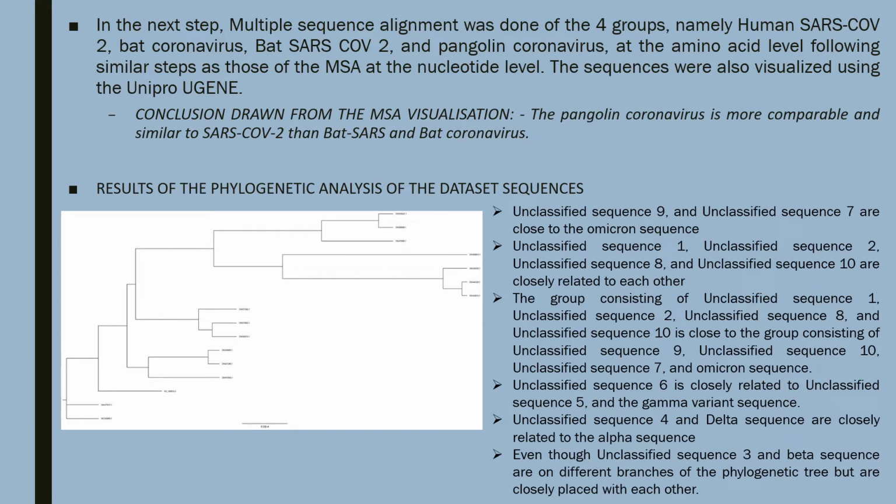Another indication that can be obtained from the results is that not every difference at the nucleotide level got translated into the amino acid level. This can be implied because the nucleotide level has a greater percentage of variations than the amino acid level. This refers to the fact that pangolin coronavirus is more comparable and similar to human SARS-CoV-2 than bat coronavirus.